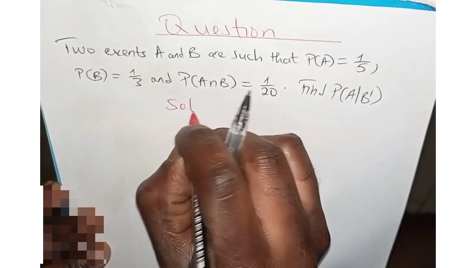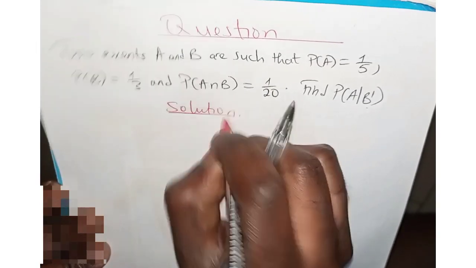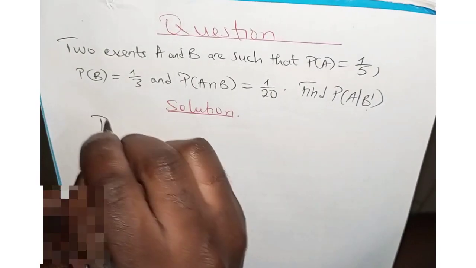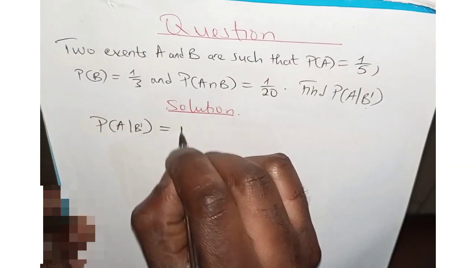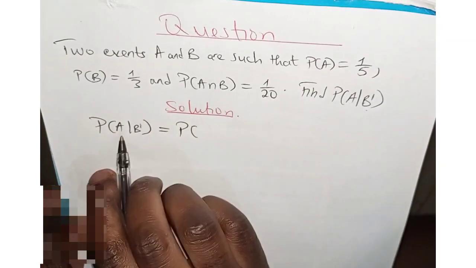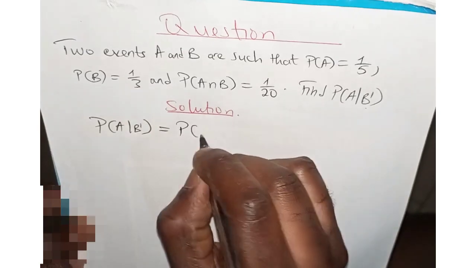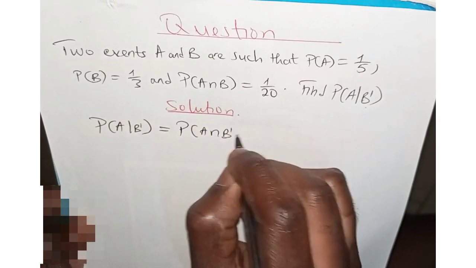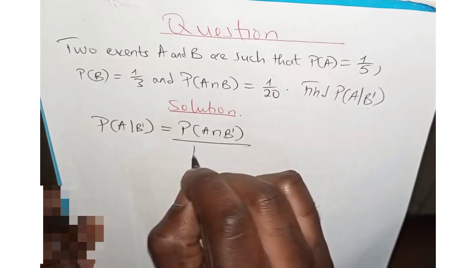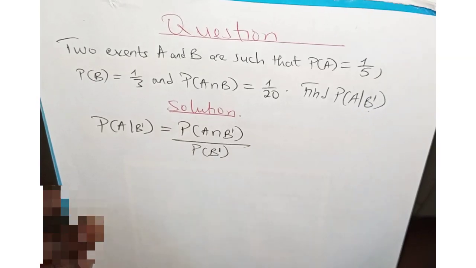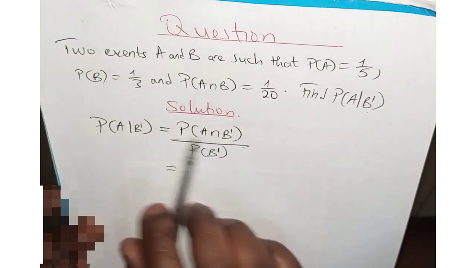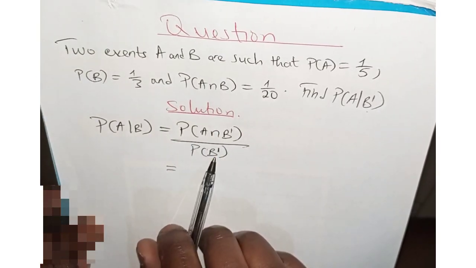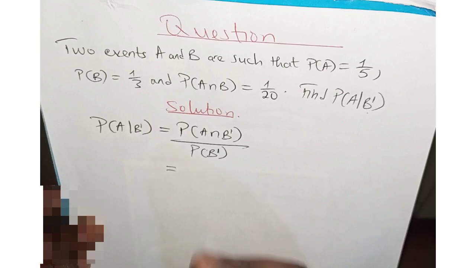So, to find the probability of A given B prime, we start by defining this probability the way it is supposed to be. We know that the probability of A given B prime is the probability of A intersection B prime, all divided by the probability of B prime. Now, the question did not give us the value of the numerator or the denominator, so we need to expatiate on it further.